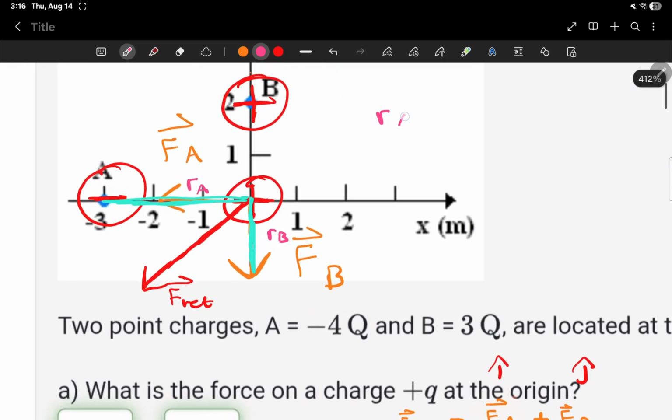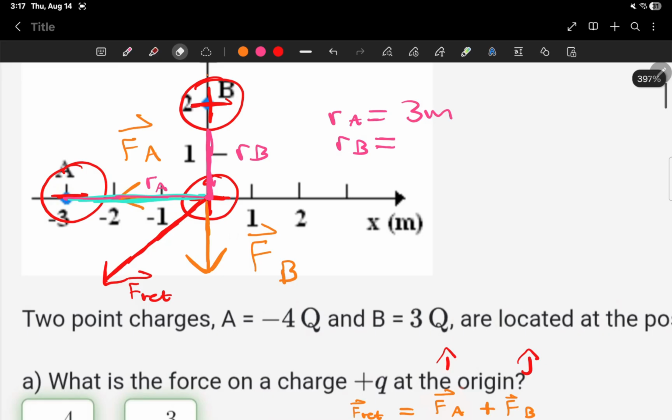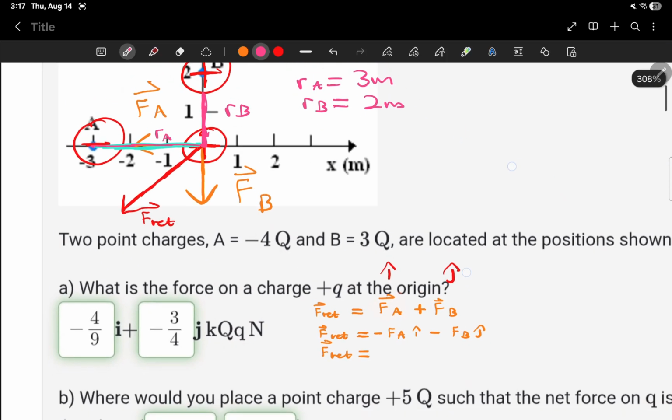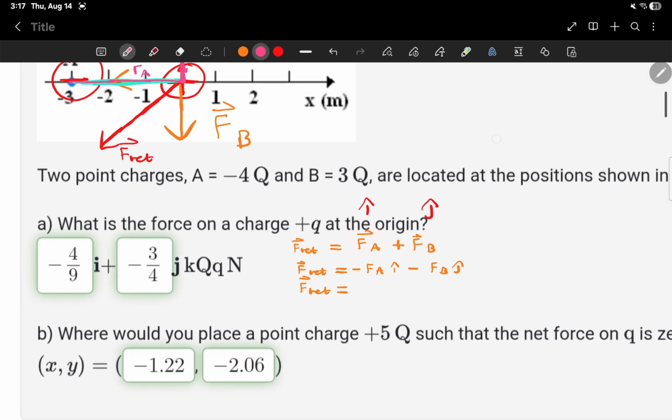Now R_A is easy to find because we're going from 0, then -1, -2, -3. Remember that this is a distance, so it's just 3 meters instead of -3, it's just +3. R_B is also going to be, so I made a mistake there. I meant this. This is the radius, the distance between charge B and the charge at the origin, which is going to be +2 meters. Distances are always positive.